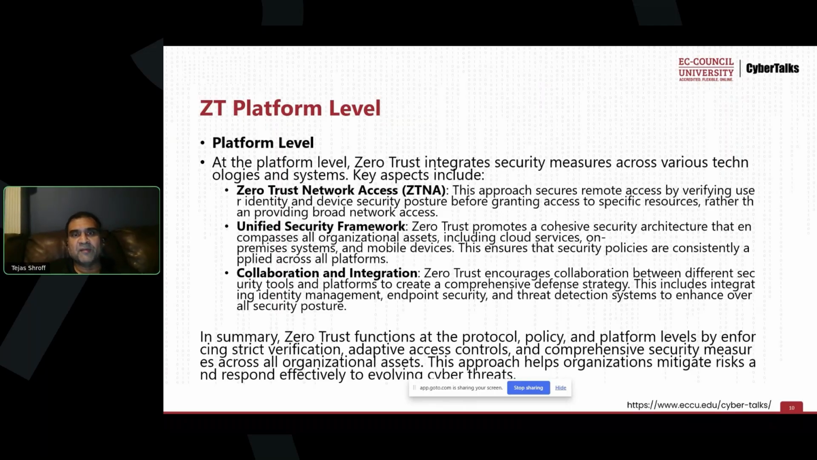We're talking about a unified security framework, right? It needs to have a cohesive security architecture which will cover all organizational assets, including cloud, on-prem, and mobile. All the policies are consistently applied across all platforms.